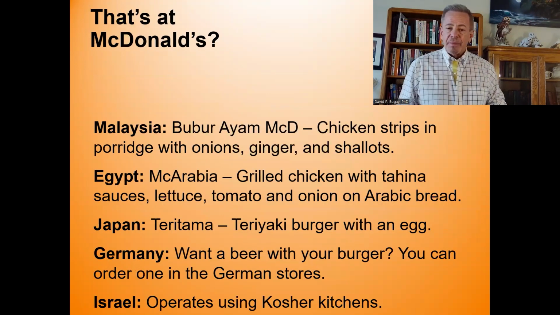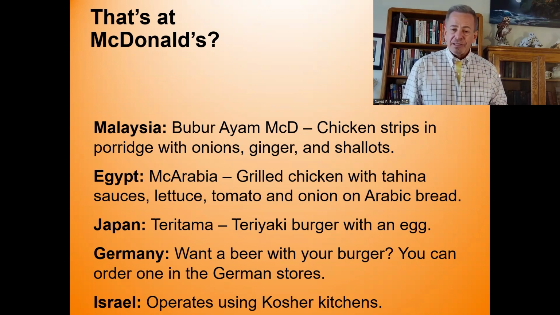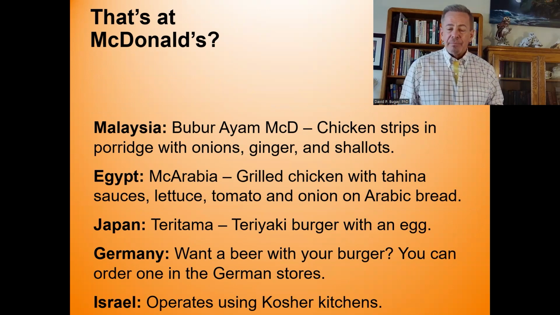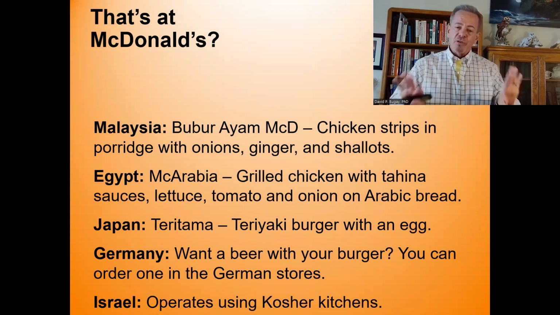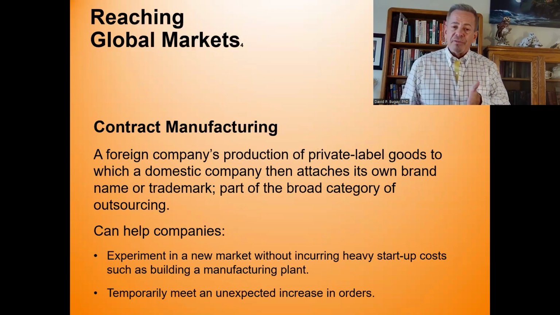Over here in Malaysia, you have a Bubur Ayam McD, chicken strips and porridge with onions, ginger, and shallots. Egypt, the Mac Arabia, a grilled chicken with tahini sauces. In Japan, a teriyaki burger with an egg. An egg, that kind of cracks me up. Okay, I know you're yoking at the whole thing. Anyway, that being said, Germany, a beer with a burger. Israel has kosher kitchens, which means they separate the meat from the dairy product with two separate kitchens in the process. Whatever it takes to sit down and improve the franchise.